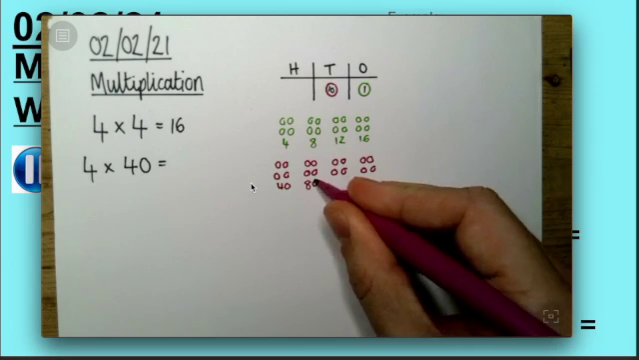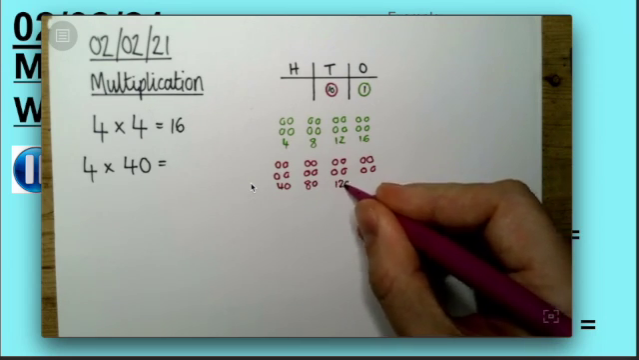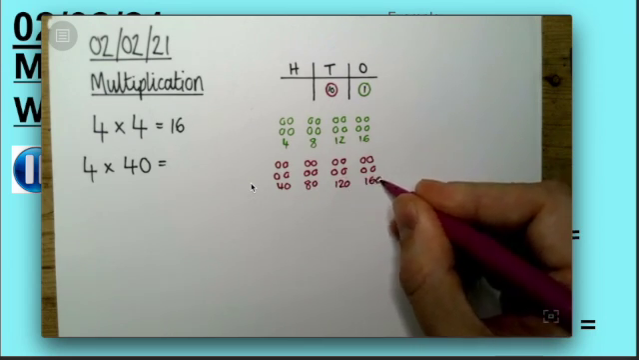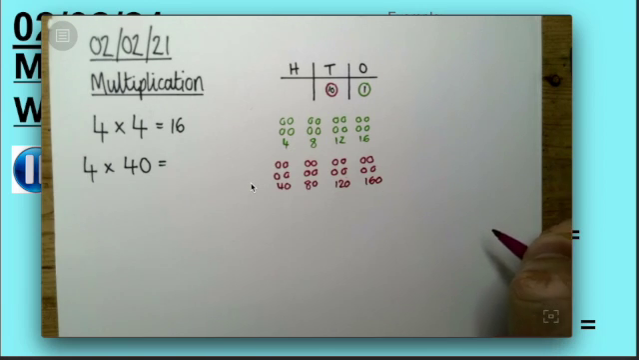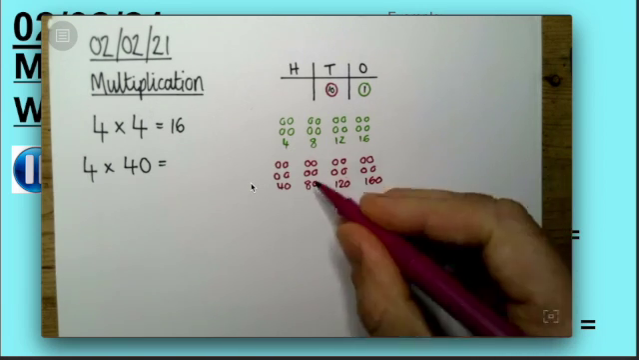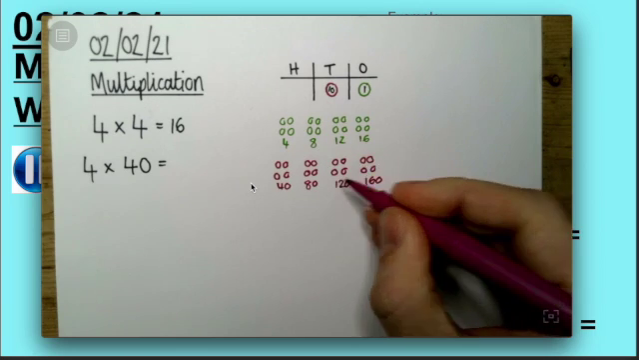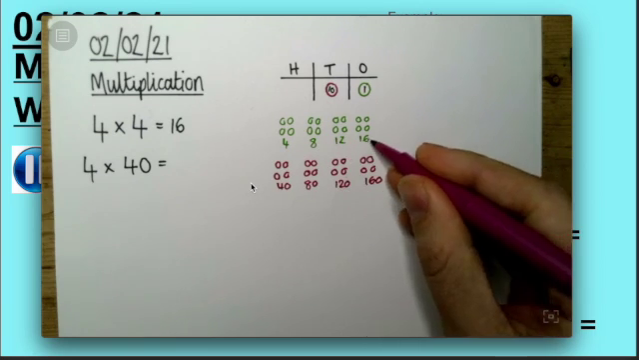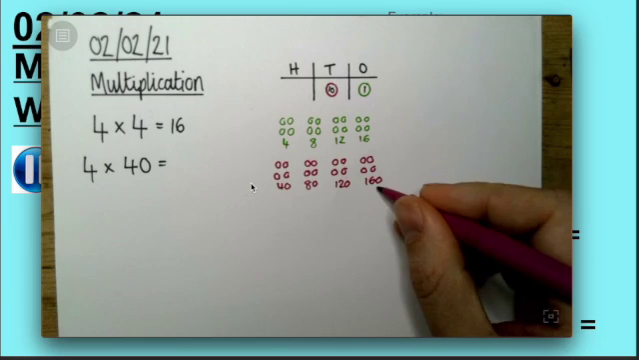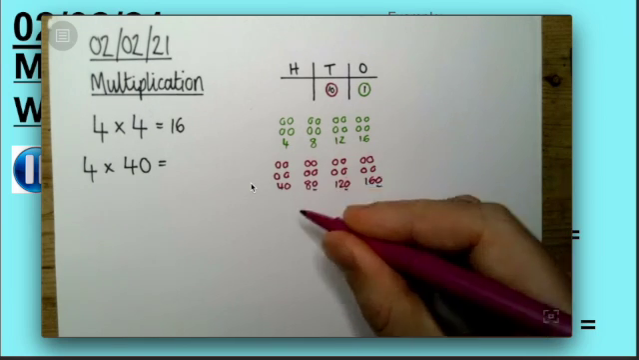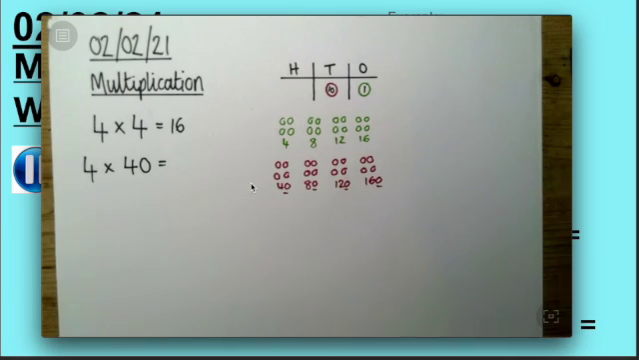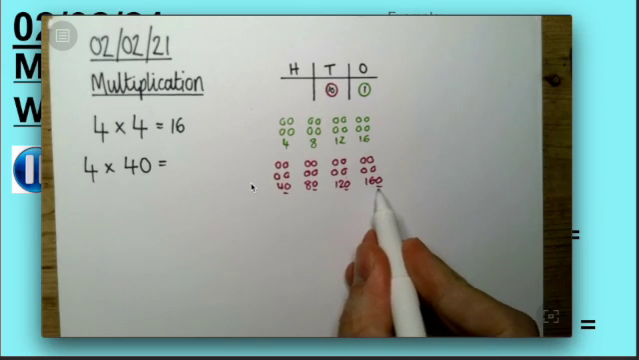I'll count them all up: 40, 80, 120, and 160. Now hopefully by looking at that you're seeing a link between our 4 and our 40, our 8 and our 80, our 12 and 120, and our 16 and 160, because we're just moving our numbers on another column. So my answer is 16 tens.